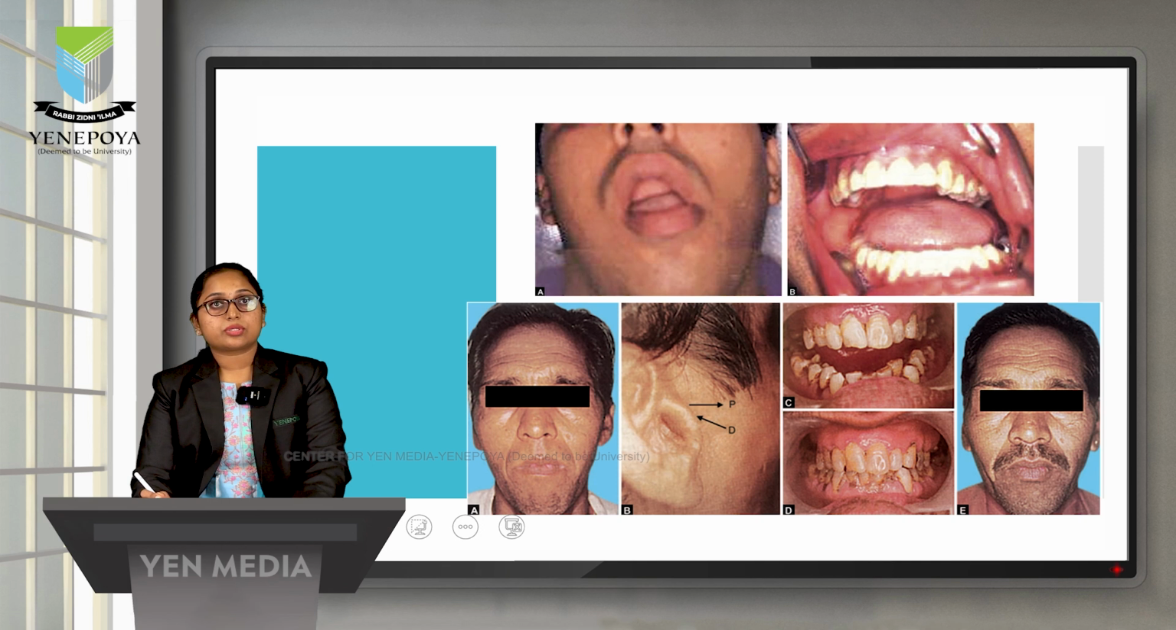This is a case of right side TMJ dislocation, wherein the patient's jaw is deviated to the opposite side. Also, in the picture below you can see that the patient has an elongated face. It is a case of bilateral TMJ dislocation, and in the second picture you can see there is a preauricular depression. After reduction you can see the difference in the face, how long it was and how it has been reduced. Once after reduction the length of the face has been reduced.